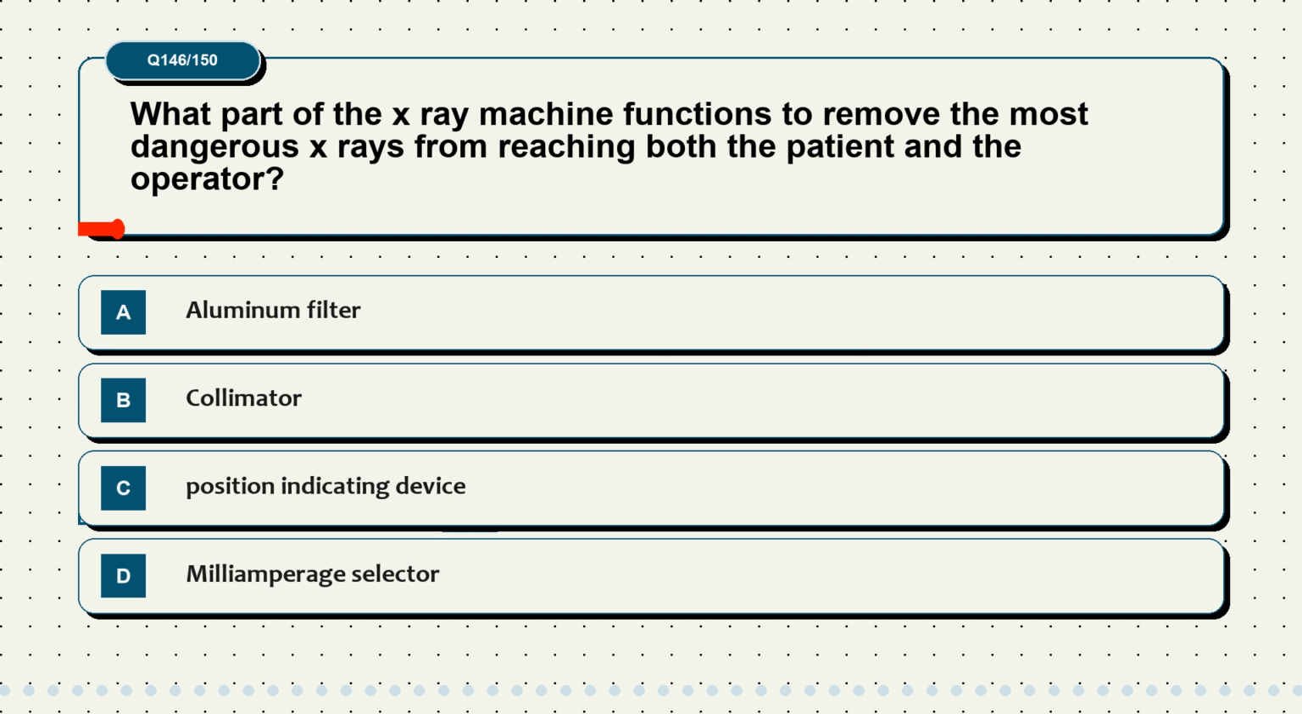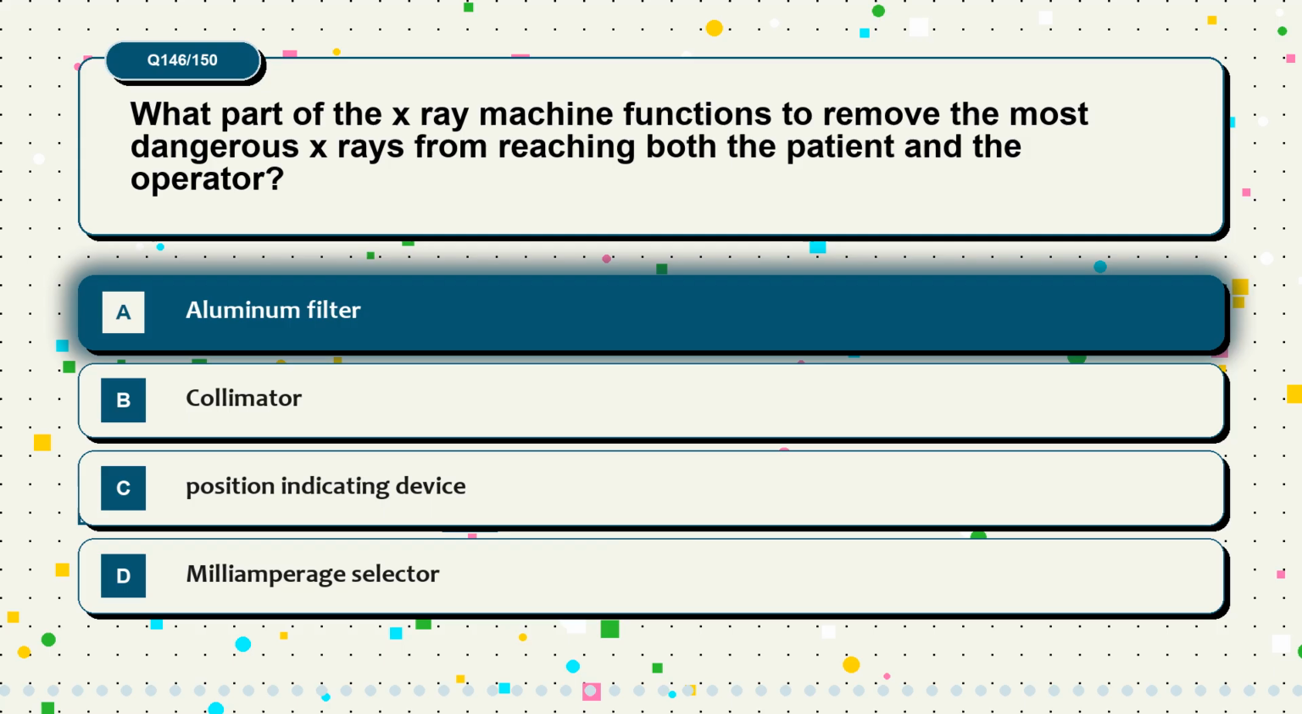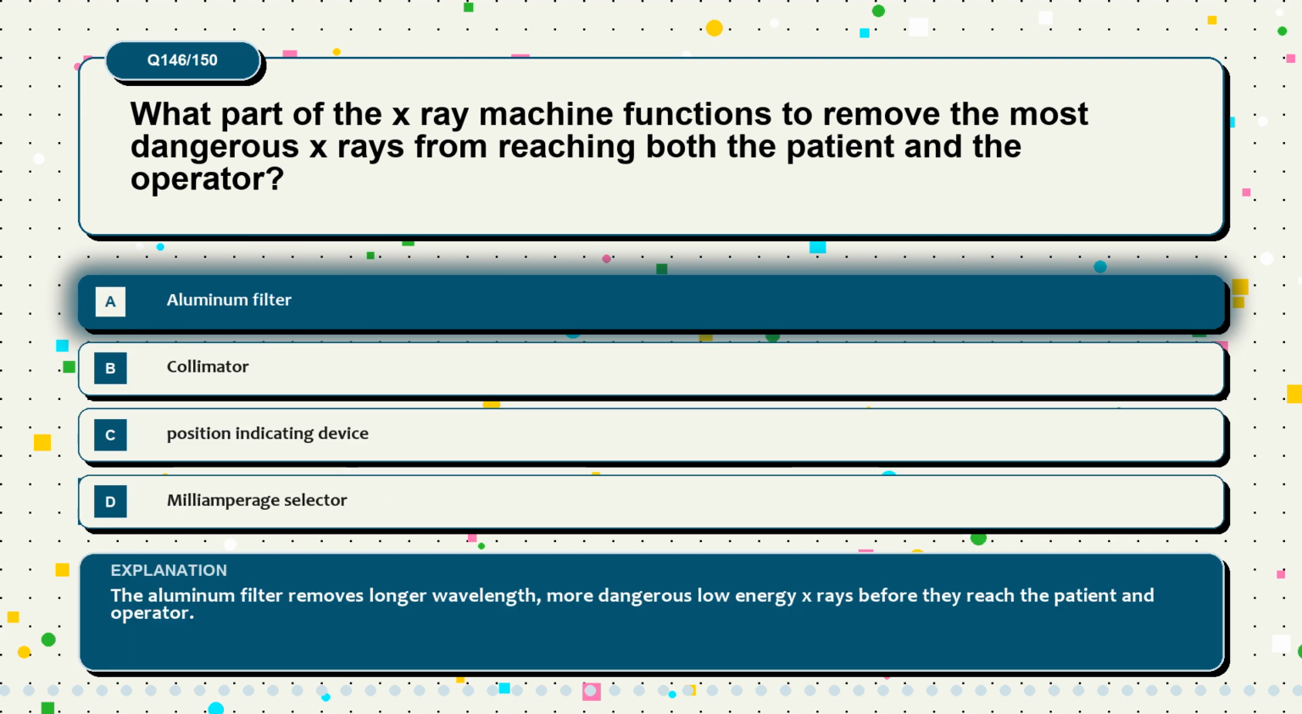Question 146. What part of the X-ray machine functions to remove the most dangerous X-rays from reaching both the patient and the operator? Here are the options. Option A. Aluminum filter. Option B. Collimator. Option C. Position indicating device. Option D. Milliamperage selector. The correct answer is option A. Aluminum filter. The aluminum filter removes longer wavelength, more dangerous low-energy X-rays before they reach the patient and operator.